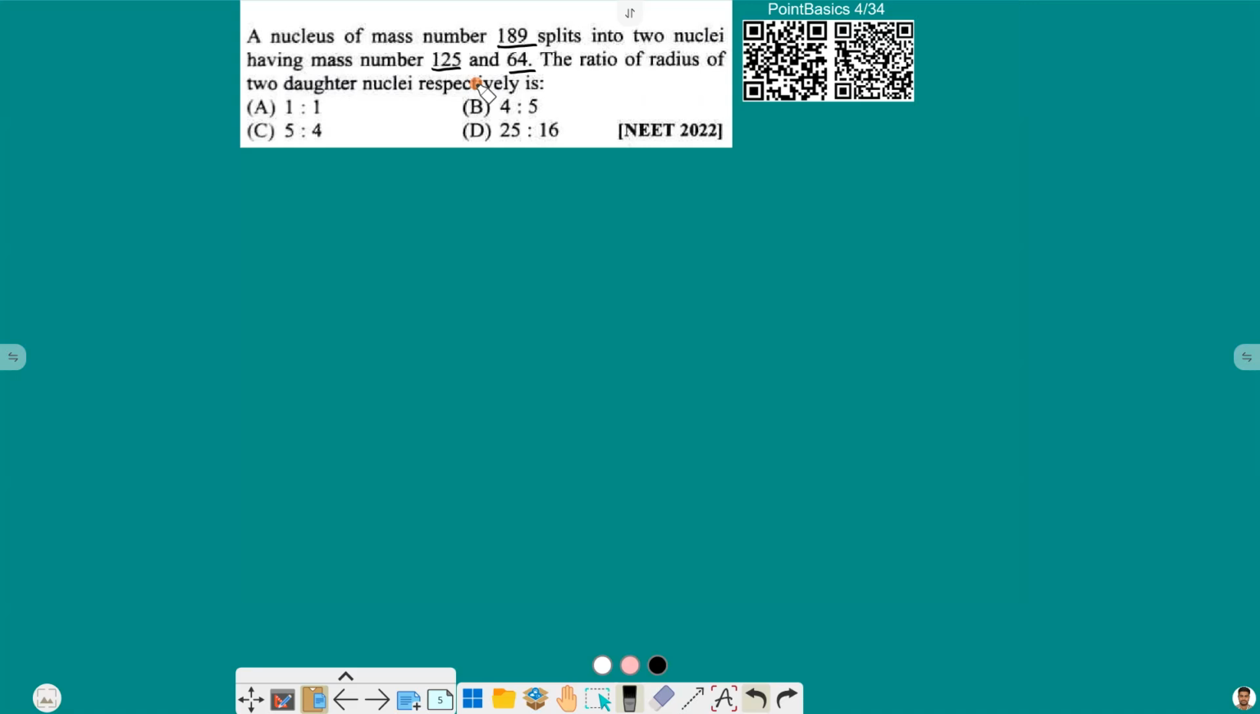In the next one, a nucleus of mass number 189 splits into two nuclei having mass numbers 125 and 64. The ratio of radius of the two daughter nuclei respectively. Now, in case of nuclei, let's first discuss the hydrogen-like atom. For hydrogen-like atoms, we discussed that Rn was basically n squared into R node, where R node was 0.529 angstrom. This is for hydrogen-like elements.